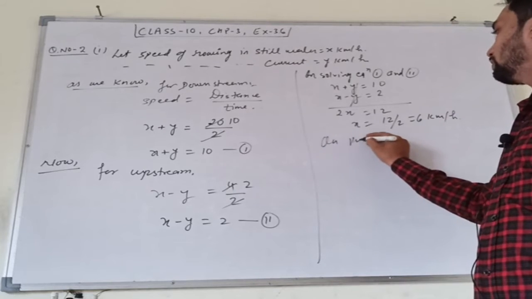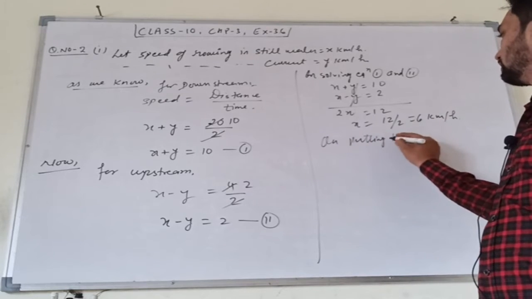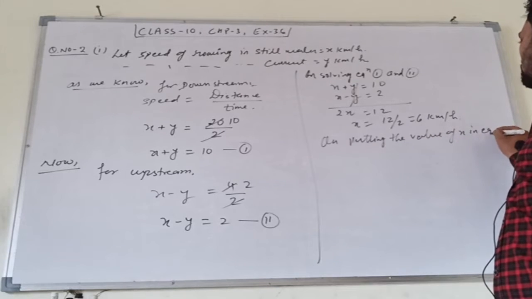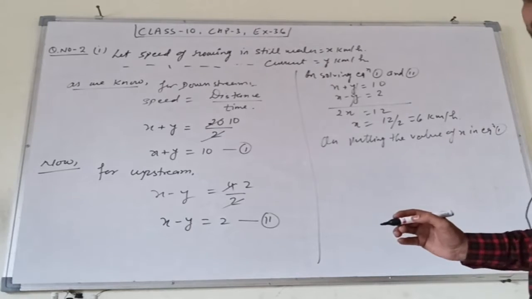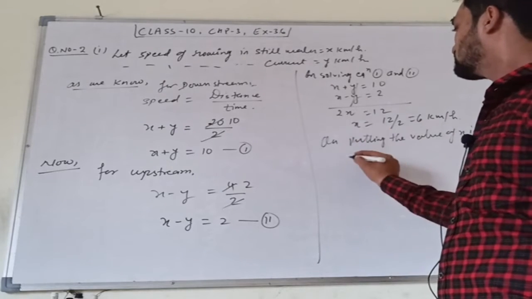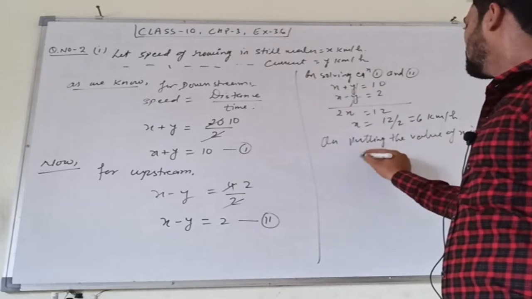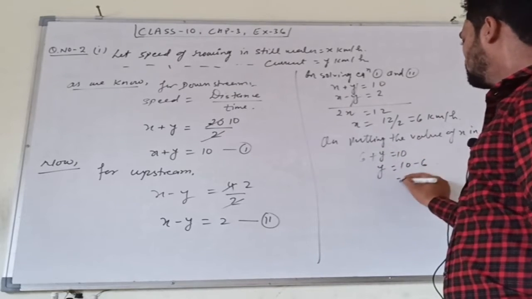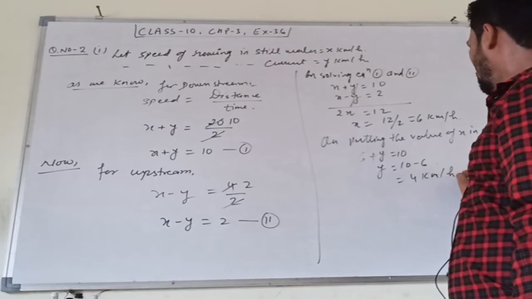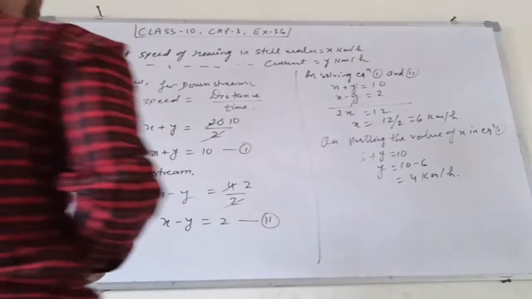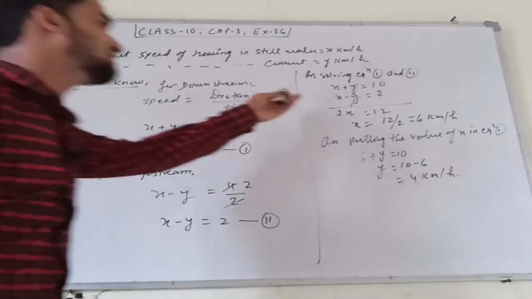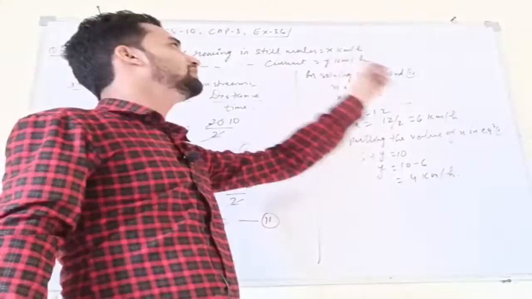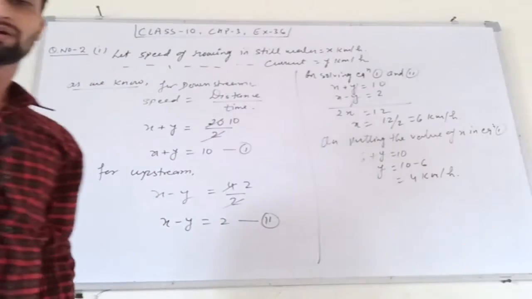On putting the value of x in equation first, x plus y is equal to 10, so 6 plus y equal to 10, so y must be equal to 10 minus 6, which is 4 km per hour. Hence the final answer is: the speed of rowing in still water, x, is 6 km per hour, and the speed of the current, y, is 4 km per hour.